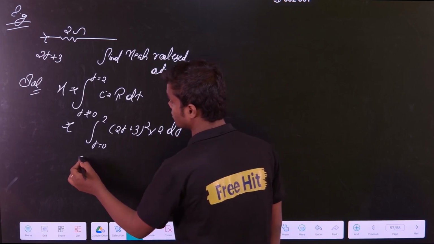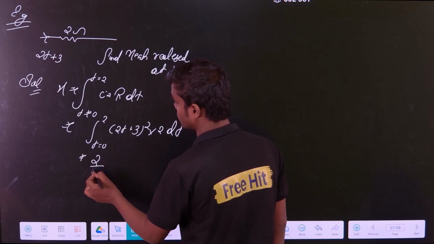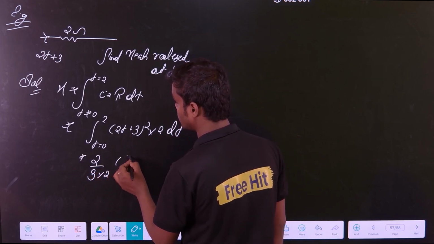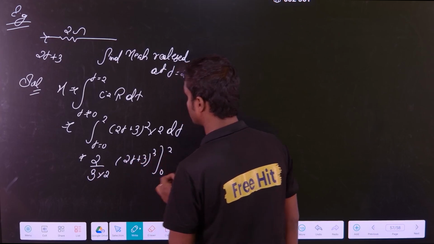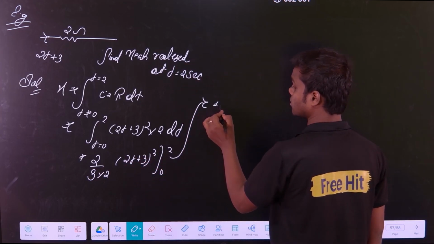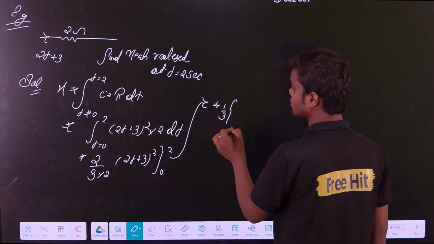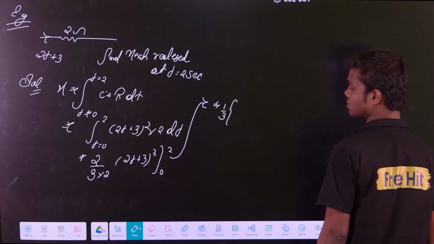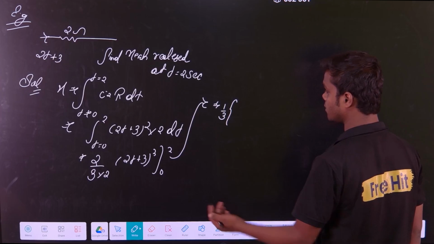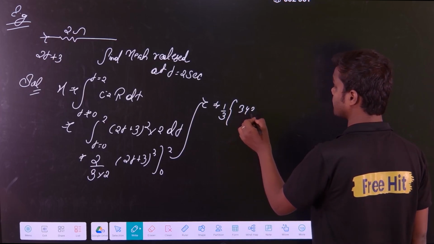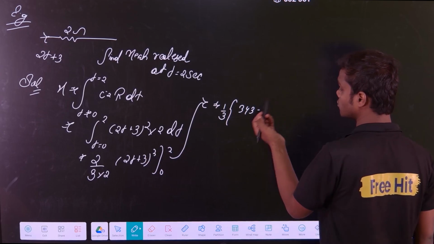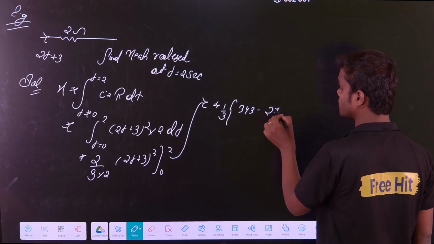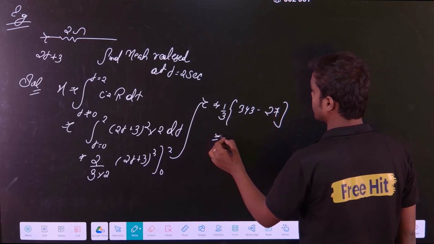Now you do this, so what will you get? 2 into 1 by 3, (2t plus 3) whole power 3, from 0 to 2. At t is 2, 4 plus 3 is 7. 7 cube is how much? 343, minus you put 0, so you will get 3 cube. 3 cube is how much? 27.